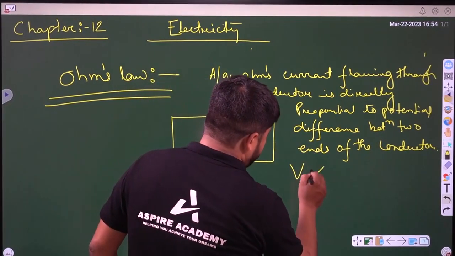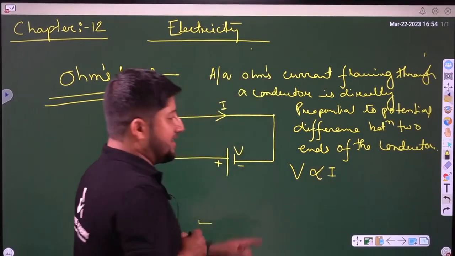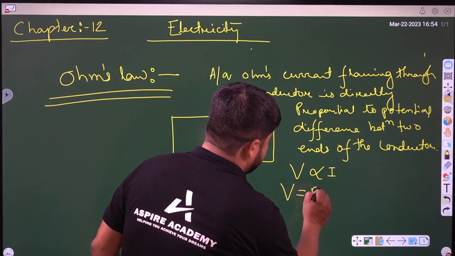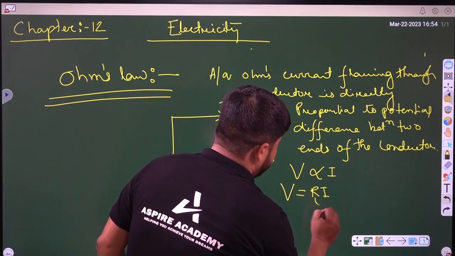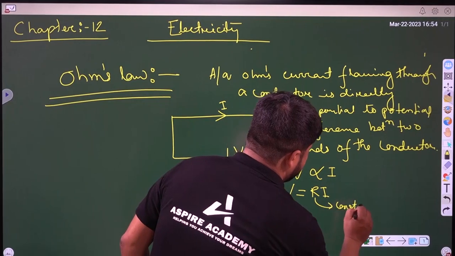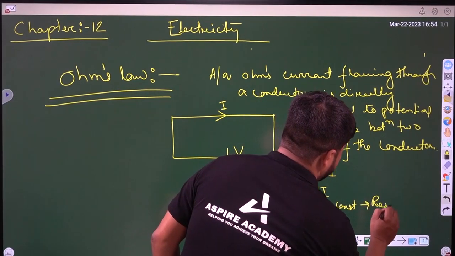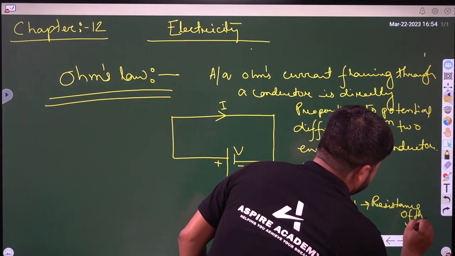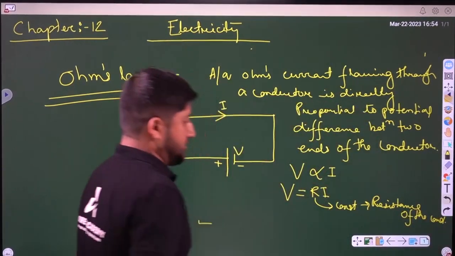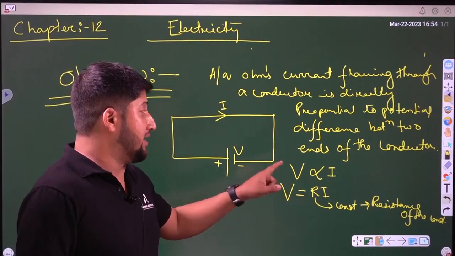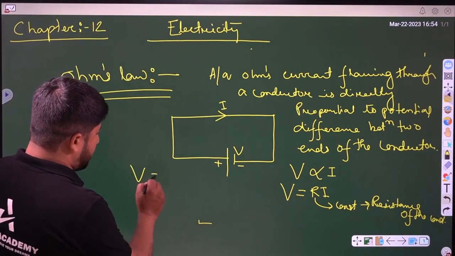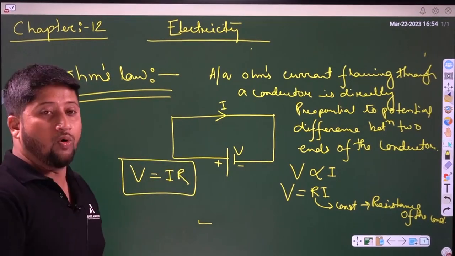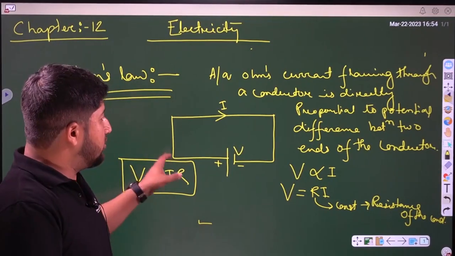So V is proportional to I. V is equal to one constant, this constant is equal to R. This is a constant, and this constant is called the resistance of the conductor. So this is a very important term, resistance. So now our formula is V is equal to IR. This is the famous Ohm's law.